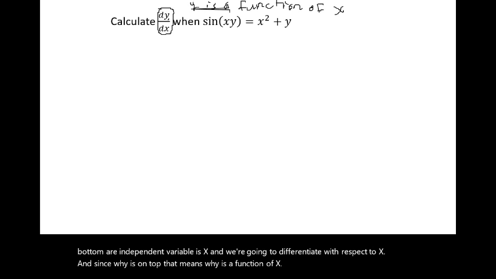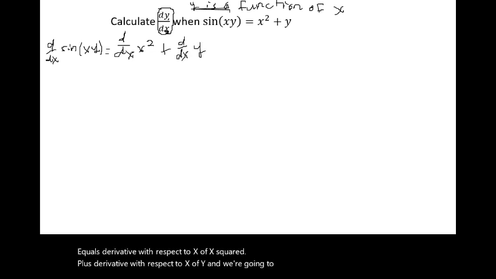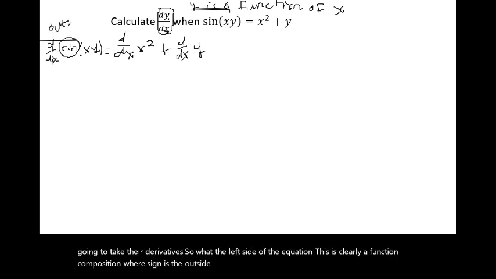So we're going to start with taking the derivative with respect to x of every single term on both sides of this equation. So we have the derivative with respect to x of the sine of xy equals derivative with respect to x of x squared plus derivative with respect to x of y. And we're going to go piece by piece, and we're going to take their derivatives. So with the left side of the equation, this is clearly a function composition, where sine is the outside function, and x times y is the inside function.